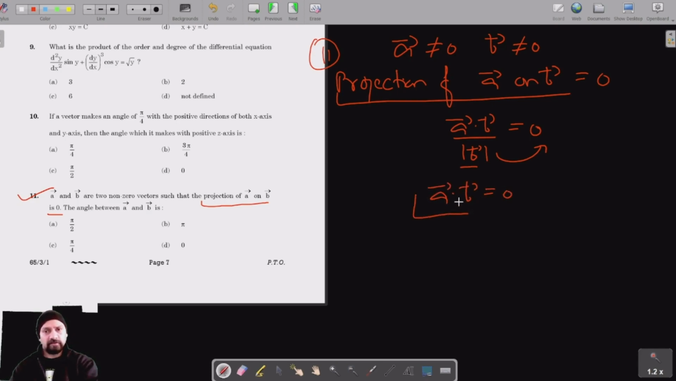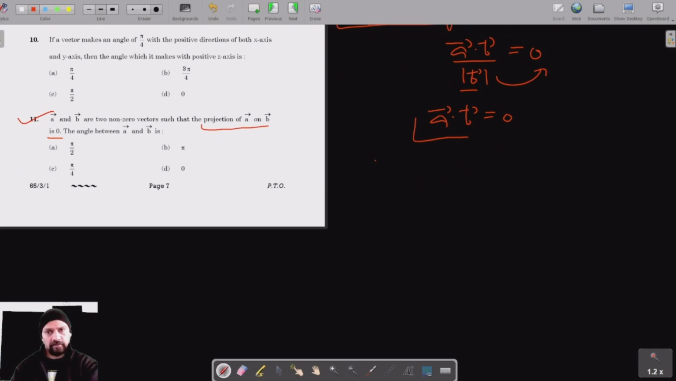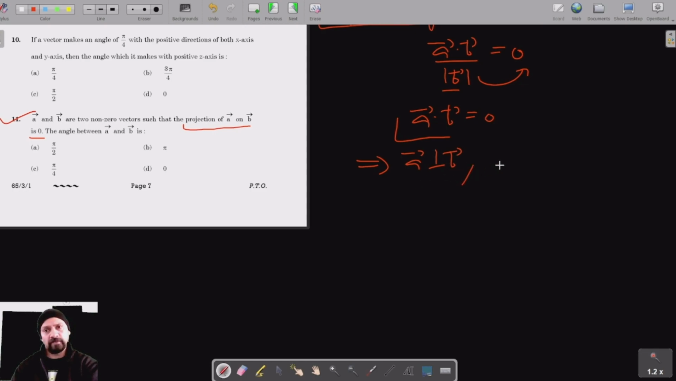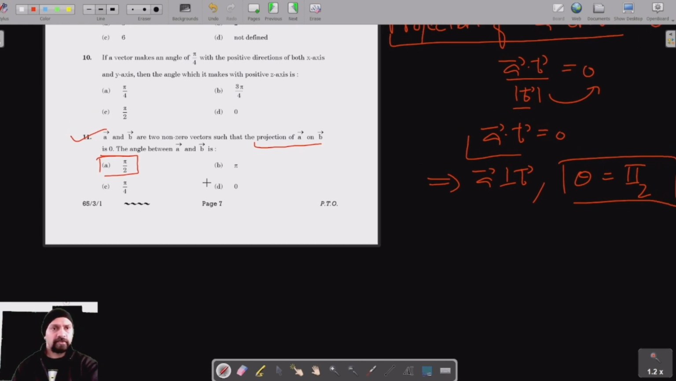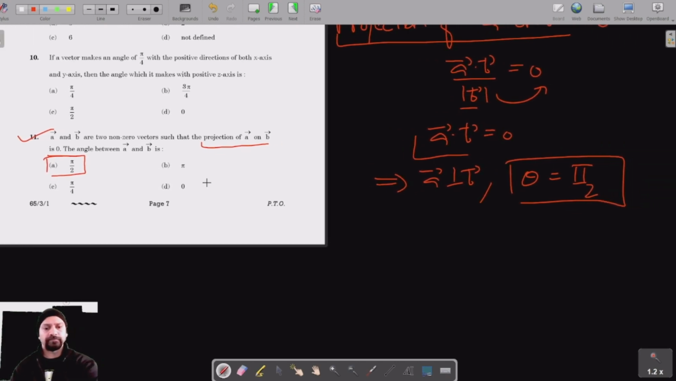Now this is the dot product, and we know that the dot product is 0 when the vectors are perpendicular to each other. If the vectors are perpendicular to each other, that means the angle between them is pi by 2. So pi by 2, A, is the correct option. Let's move on to question number 12.